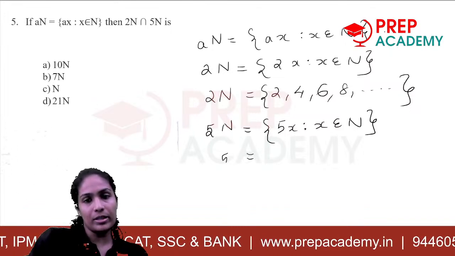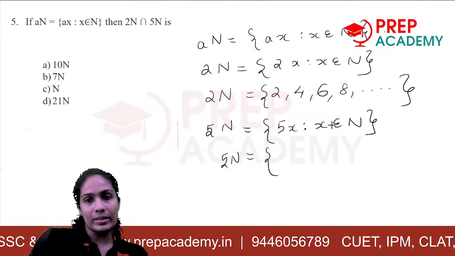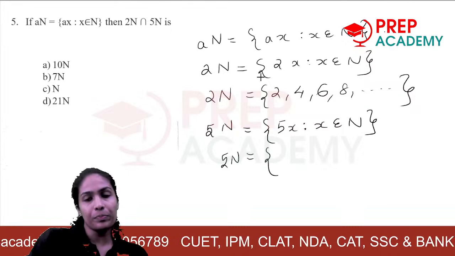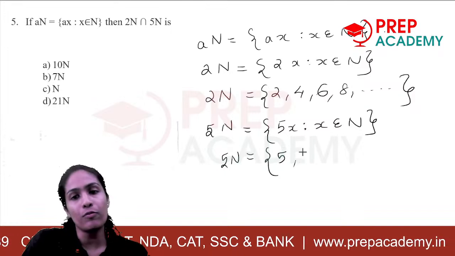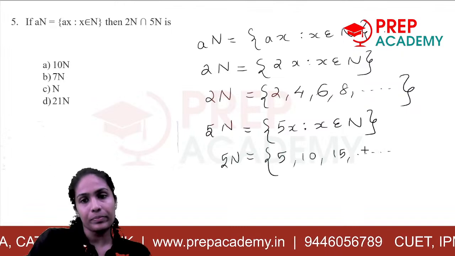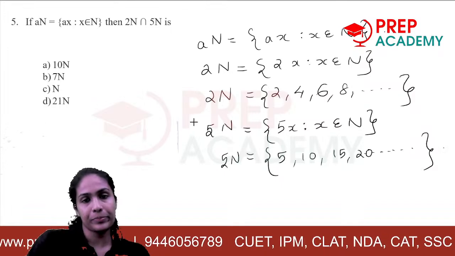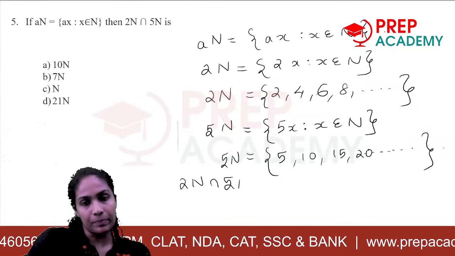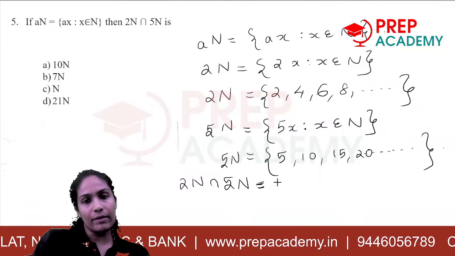Here also 5N is equal to the set of all 5x, where x is an element of the set of all natural numbers. So x takes the value 1, 2, 3, etc. So when x equal to 1, 5 into 1 is 5. When x equal to 2, 5 into 2 is 10. When x equal to 3, 5 into 3 is 15, etc. So you are asked to find 2N intersection 5N. What is 2N intersection 5N?